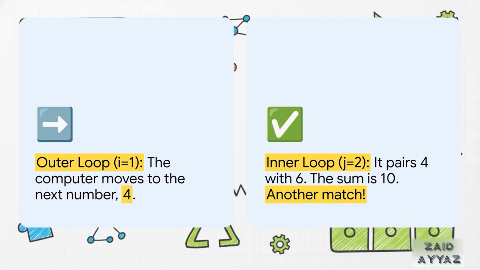So, after checking the number 2 against everything else, the outer loop finally says, okay, my turn, and moves on to the next number, 4. The inner loop starts all over again, pairing 4 with the numbers after it. First up is 6. So, what's 4 plus 6? It's 10. Boom, another match found.